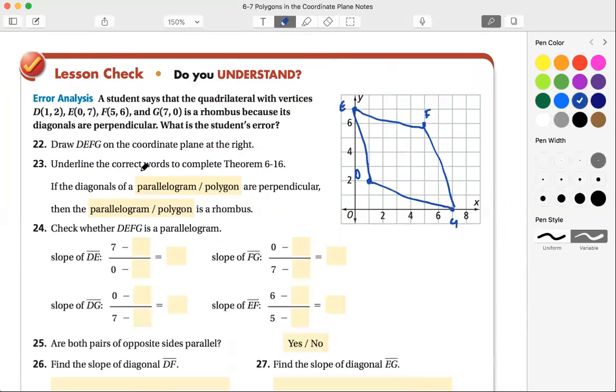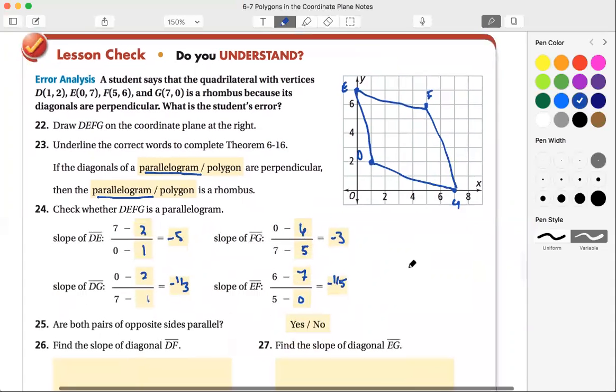Underline the correct word. If the diagonals of a parallelogram are perpendicular, then the parallelogram is a rhombus. So check whether DEFG is a parallelogram. The slope of DE is (7 minus 2) over (0 minus 1), which equals negative 5. DG is (0 minus 2) over (7 minus 1), which is negative 1/3. FG is (0 minus 6) over (7 minus 5), which equals negative 3. And EF is (6 minus 7) over (5 minus 0), which is negative 1/5. Are both pairs of opposite sides parallel? No.